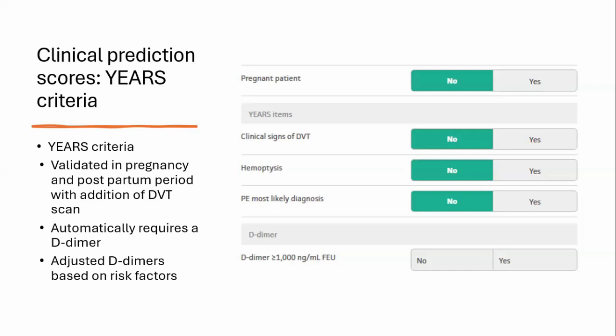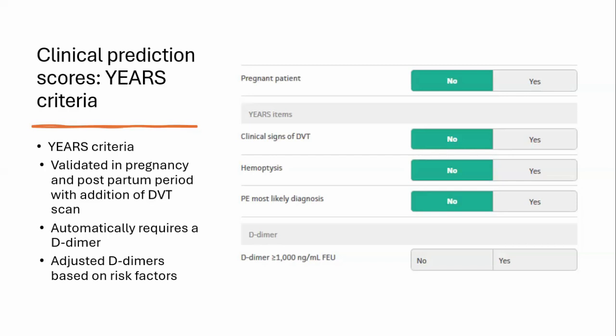Just to note, the original study included actually inpatients and outpatients when they were validating this, but they excluded patients in the original study who had been on anticoagulants for more than 24 hours, or they had a life expectancy of less than 3 months, and a contrast allergy, obviously, for the CTPA.